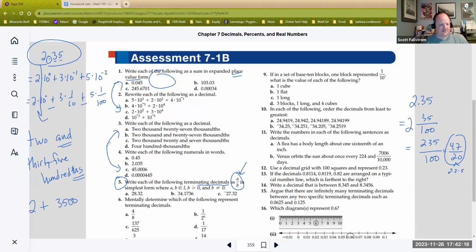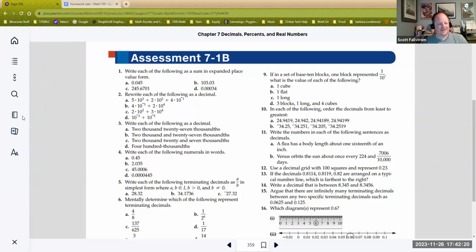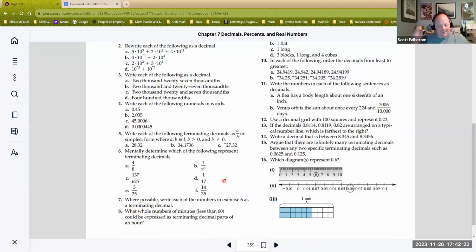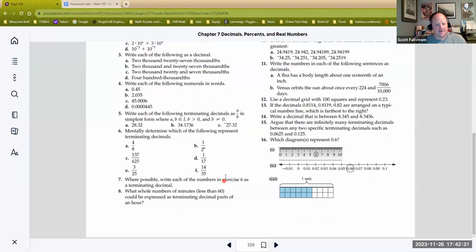Okay. Next up, what do we have? Mentally determine whether they represent terminating decimals. Got it. Remember, terminating decimals have to have a denominator, in simplest form, with only 2's and 5's as factors. Okay. And then what whole numbers? What did I say?